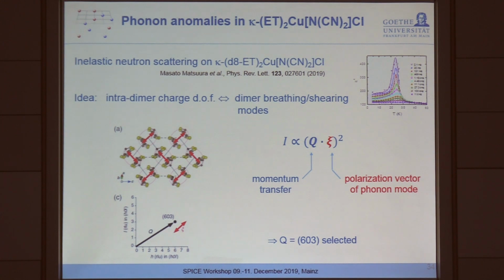Now, given that the scattering intensity is proportional to the square of the momentum transfer times the polarization vector of the phonon mode you are looking at, we have to go to large momentum transfer to make the scattering intensity large. In the ideal case, this momentum transfer should be parallel to the phonon mode we are interested in. This was the reason why we selected the 603 mode, which I'm now focusing on.